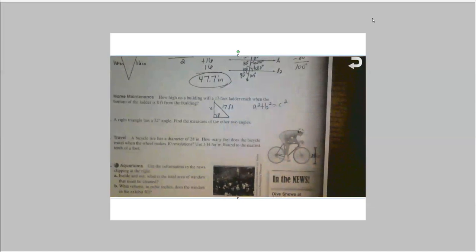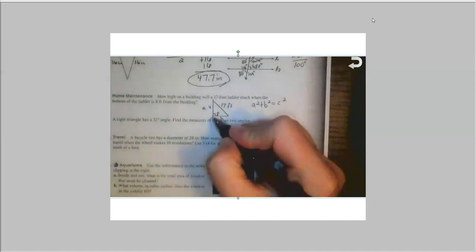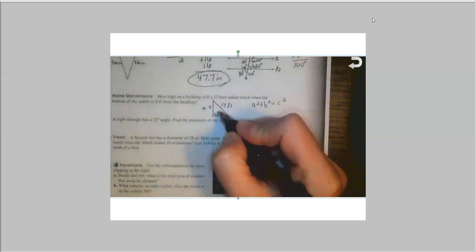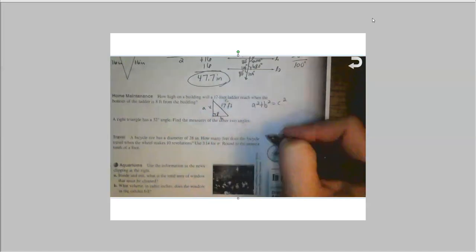So the legs don't matter. This could be A or B, but the sides that make up that right angle are your legs. The side opposite or diagonal from that 90-degree angle has to be C. That is always the longest side and what we call the hypotenuse. So we've got x squared plus 8 squared equals 17 squared.